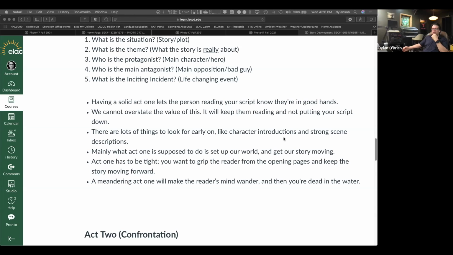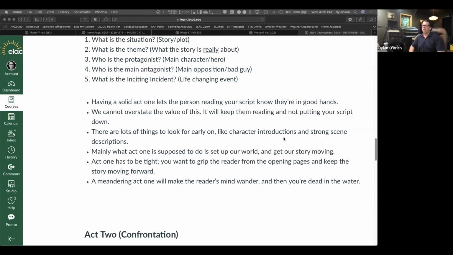It has to be tight. It has to grip the reader from the opening pages and keep the story moving. Remember, I think if they averaged out how long people read scripts before they put them down, it's like the first 10 pages. If you can't keep them past the first 10 pages, it's over. No one's going to go through. They're going to put it down and they're going to pass.